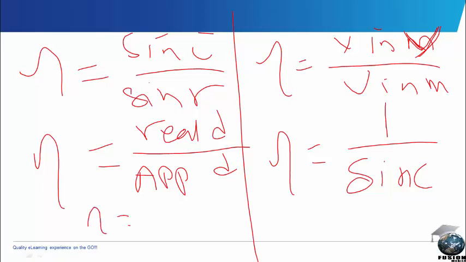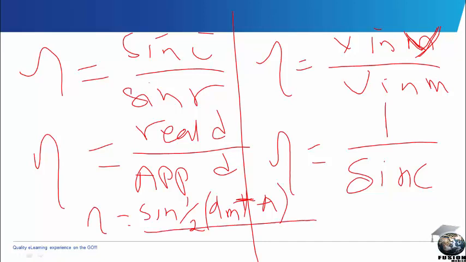The refractive index of a triangular glass prism is given as sine of half of the minimum deviation Dm plus the angle of the triangular glass prism A, all over sine half A. This is the equation for the refractive index of a triangular glass prism.